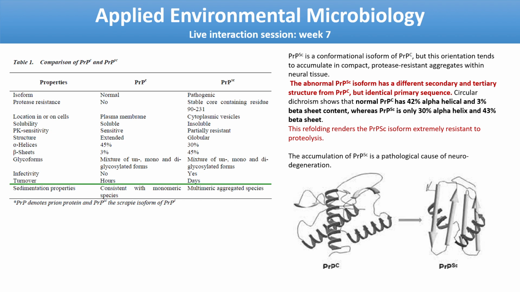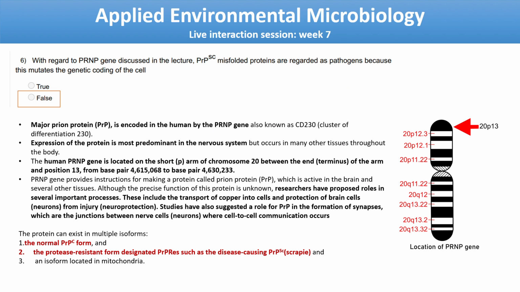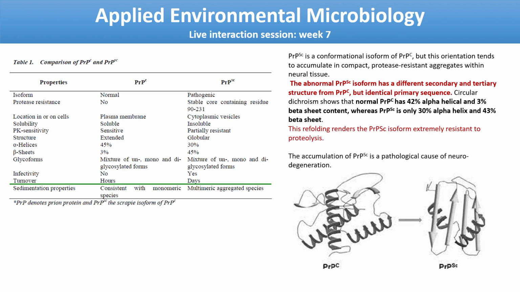Therefore, this folding of PrPSc is responsible for making it resistant to proteolysis, and the accumulation of PrPSc will cause more PrPC to transform into PrPSc. Therefore, it leads to more accumulation of this protein, which actually is responsible for the neurodegeneration. So, as I said, this statement is false because there is no mutation happening in the gene itself, but the folding of the protein is wrong, and therefore that leads to the formation of a pathogenic protein.